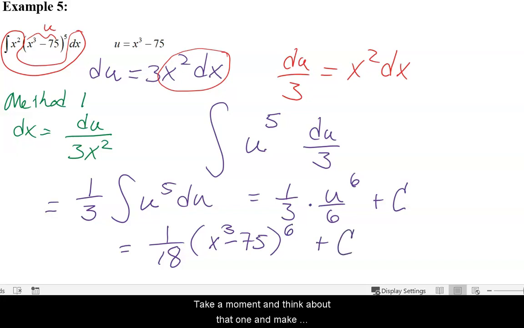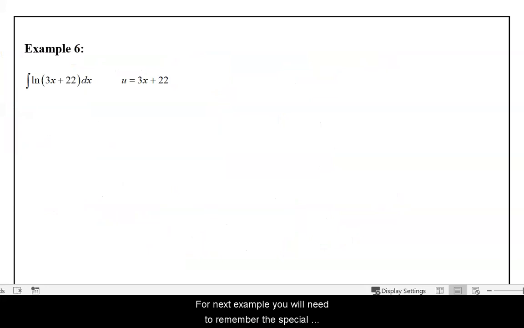Take a moment and think about that one and make sure that you understand the steps before proceeding to the next example. For our next example, you will need to remember the special integral that we learned in one of the sections previously. If you have not learned this integral yet, I'll give it to you here. This may be one you're not familiar with, but after you've learned about the integral of natural log, come back to this example and see if you can understand it.